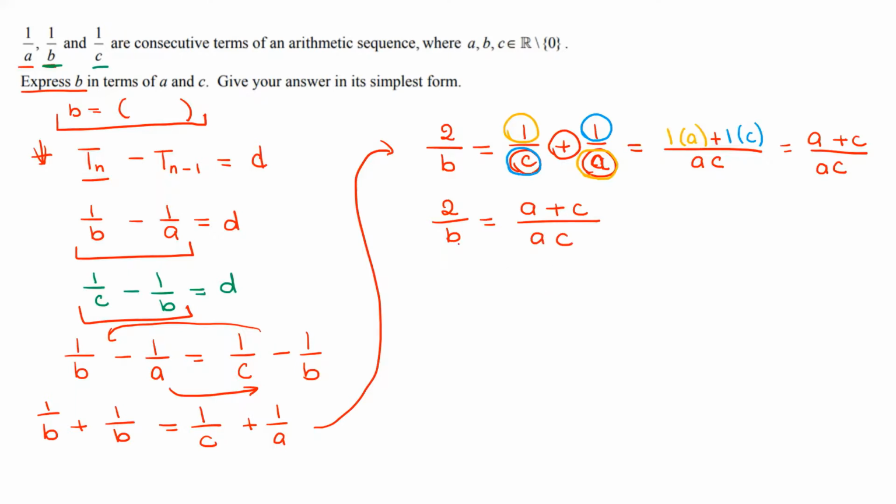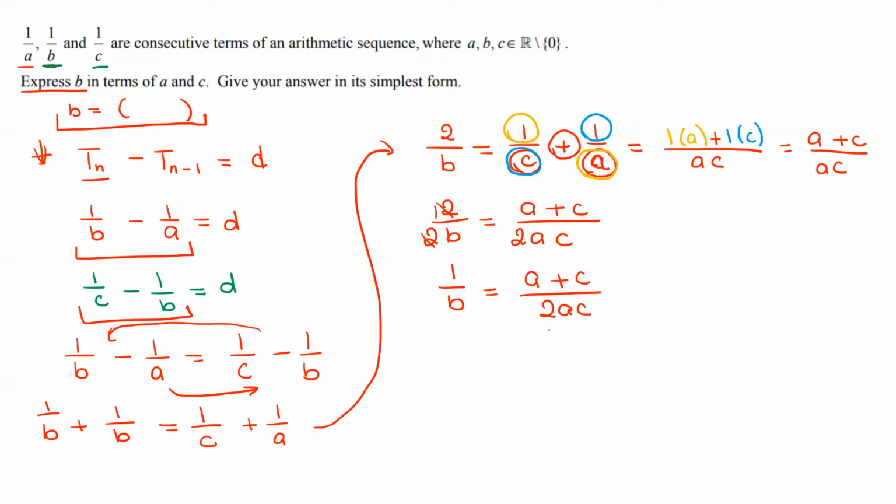Now b isn't on one side by itself like we wanted. There's that annoying 2. To get rid of that 2, how about we just divide both sides by 2? If I divide this side by 2 and this side by 2, these 2's cancel each other out, and we're just left with 1 on top here. So we'll have 1 over b is equal to a plus c over 2ac.